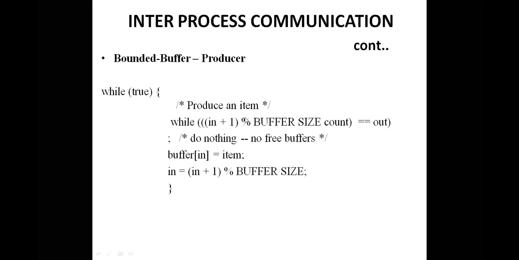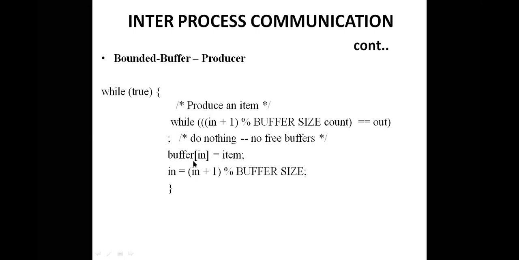2 modulo division 10 means 2, which is not equal to 0, right? Again here, what is the value of in? The in value is 1. Buffer of 1 equal to item. In the first iteration, buffer of 0 equal to item. In the second iteration, buffer of 1 equal to item. Again we move to the increment. Previously the in value was 1, now the in value is 2. Again, 2 plus 1 is 3. 3 modulo division 10 means 3, not equal to 0, right?